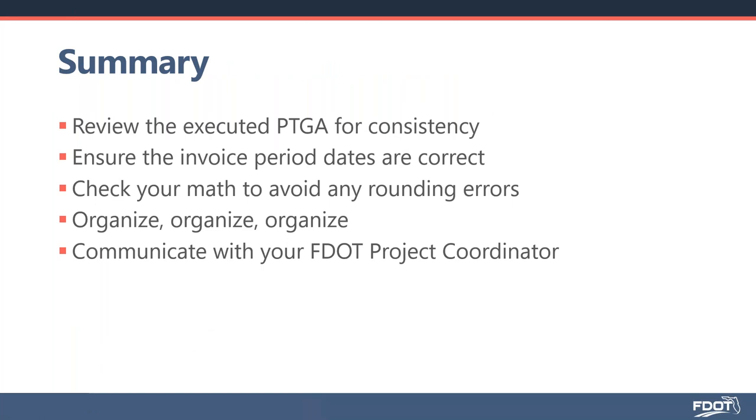So just, in review, make sure that when you're submitting your invoices that you're reviewing the PTGA for consistency. Look at those execution dates, look at the grant award, look at the expiration date. Make sure you're looking at any amendments that have taken place or time extensions. Ensure that the invoice period is consistent across all of your forms, especially if you're using that attachment to the project monitoring status form. If you're using that attachment, you want to make sure that the dates are consistent.